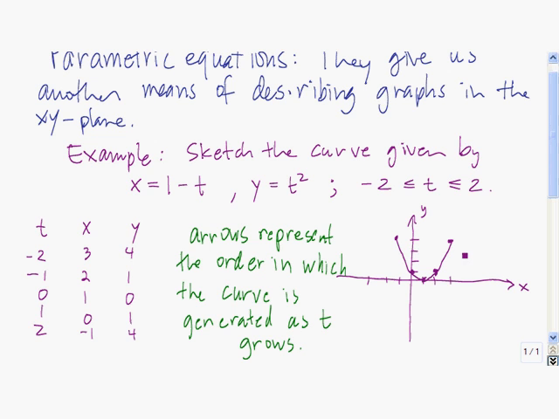Okay, so to see which direction we should draw the arrows, we have to see where the points go from t equal to -2, then to -1, and so on. So when t is equal to -2, we were at the point 3, 4. That's this point. Then when t is equal to -1, we're at the point 2, 1, which is this point. So we see that the curve is generated in this direction as t grows. So we draw these arrows to complete our graph of the curve. Okay, so the arrows tell you the direction in which the curve is generated as t increases.